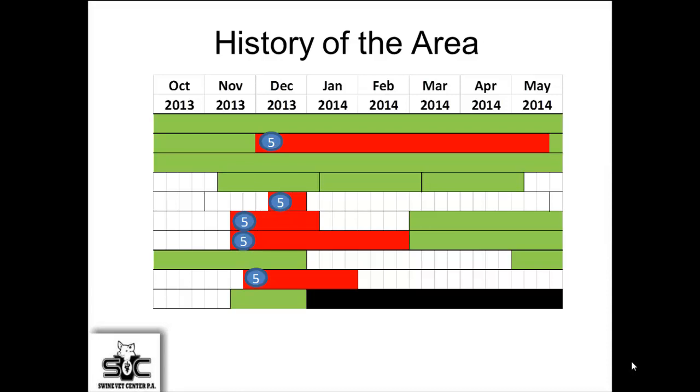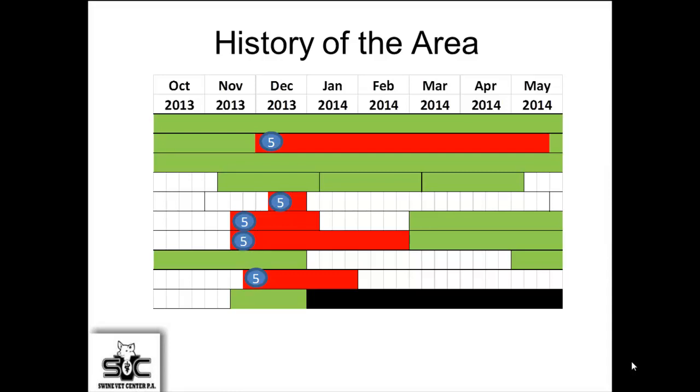but these top three are the sow farms that were located right in the middle. And these would be the nurseries and the wean to finishes. And so if there's a white area, we didn't test it. If there's a green area, they tested negative. If there's a red area, they tested positive.